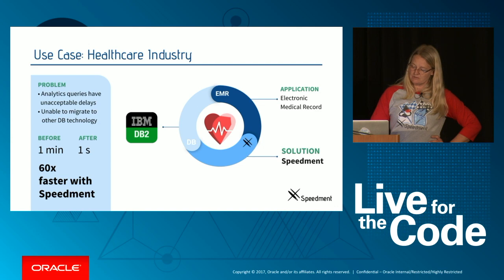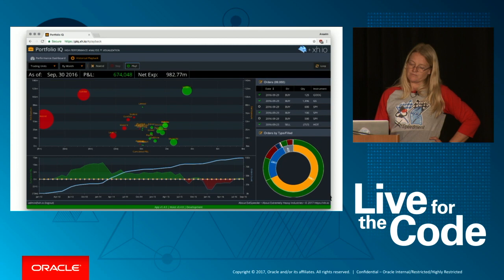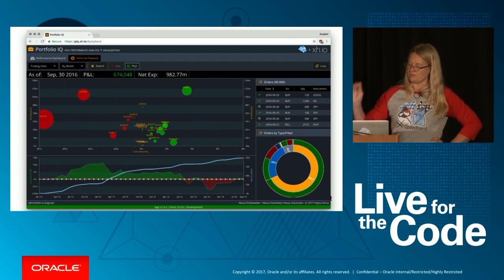Healthcare industry, that was an AS400 DB2 application. They couldn't migrate to another platform, so they were stuck with this old technology, and we also managed to get below 1 second. And fintech, that's a very common use case where you need to have speed, and there we could get down to 100 milliseconds. This application is called Portfolio IQ. And we tried it out with and without Speedment.